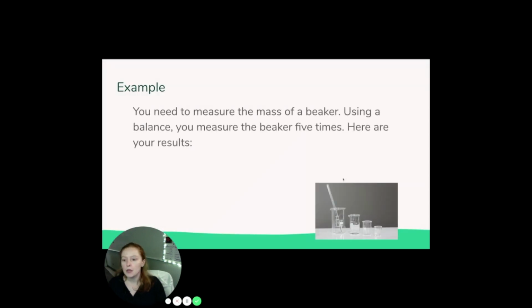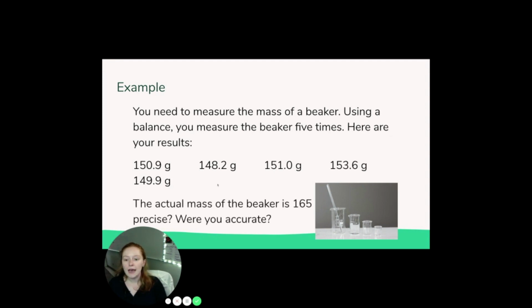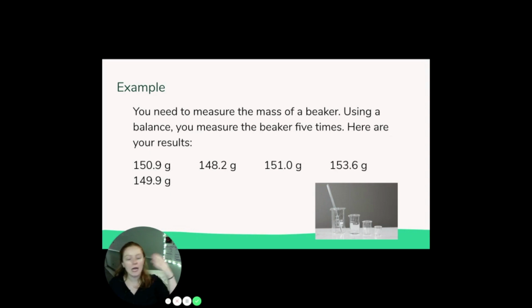Here's an example. You need to measure the mass of a beaker. You use the balance and you measure the beaker 5 times, and these are the results that you get: 150.9, 148.2, 151.0, 153.6, and 149.9. So the question that we have is, are you precise? We don't know the actual measurement of the beaker at this point, but are our measurements close enough together that we can say that we have precision?